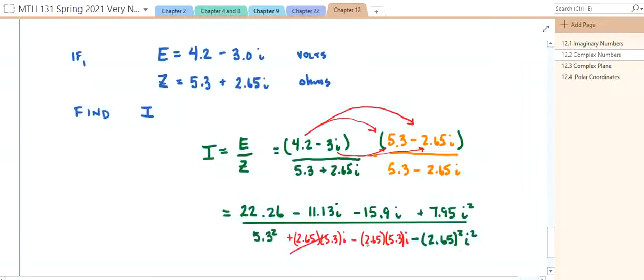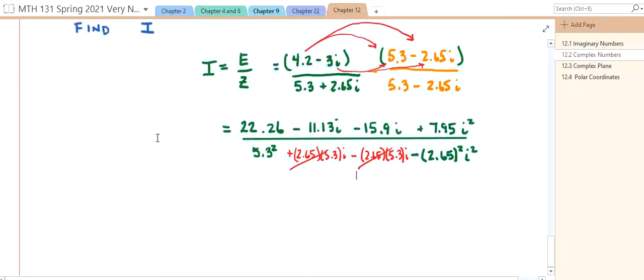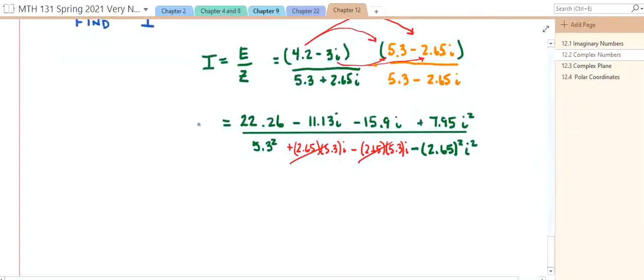Because we use the complex conjugate, this is always going to happen. You're always going to get these two middle terms canceling out, and you're going to always result in a real number in your denominator. And in this case, our real number is 5.3 squared. And then i squared is minus 1, so minus 1 times this minus is going to turn this into a positive. So we still keep the coefficient, though, 2.65 squared. So this squared, this squared.